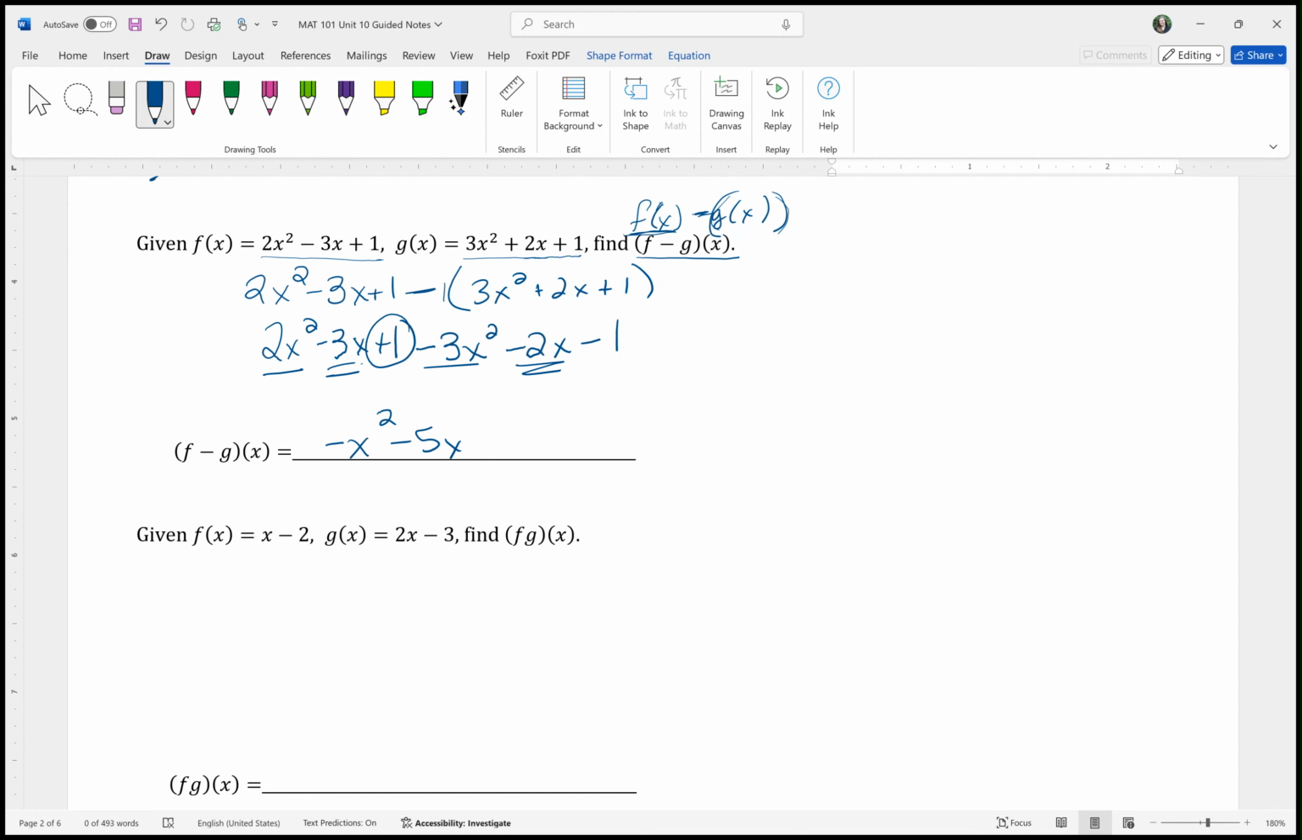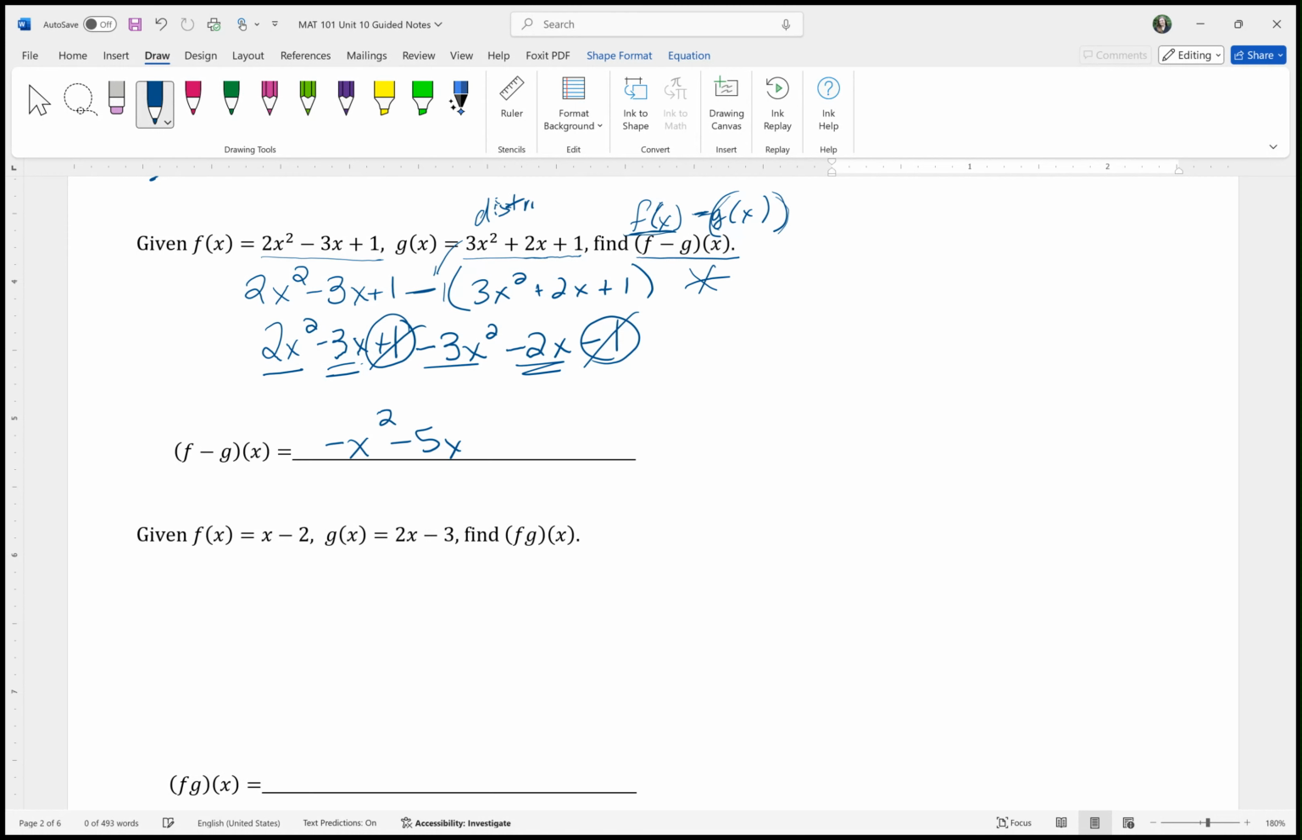And look what happens to the ones. 1 minus 1 really just cancels out. And that's my answer there. So negative x squared minus 5x is our answer. But again, you need to put a star here and just remember you are distributing.